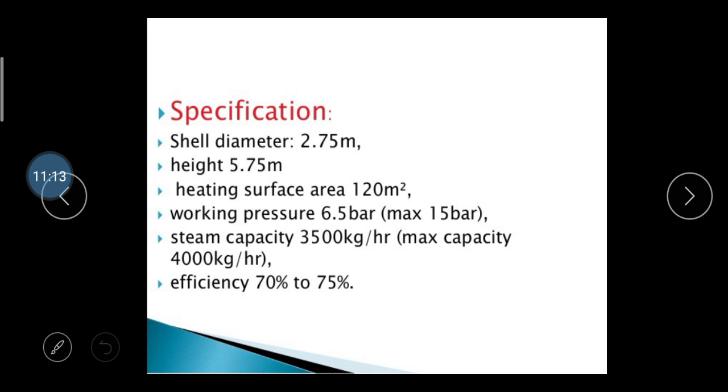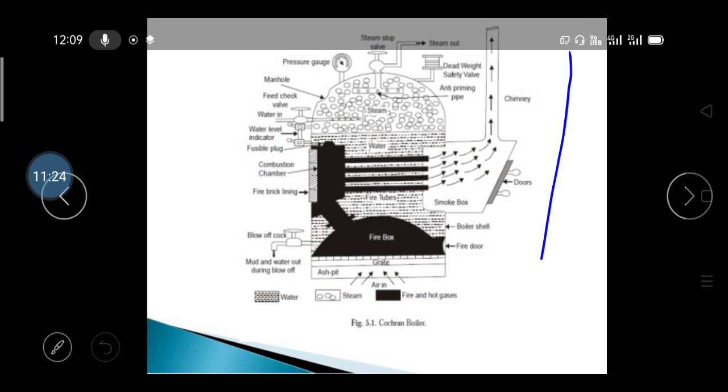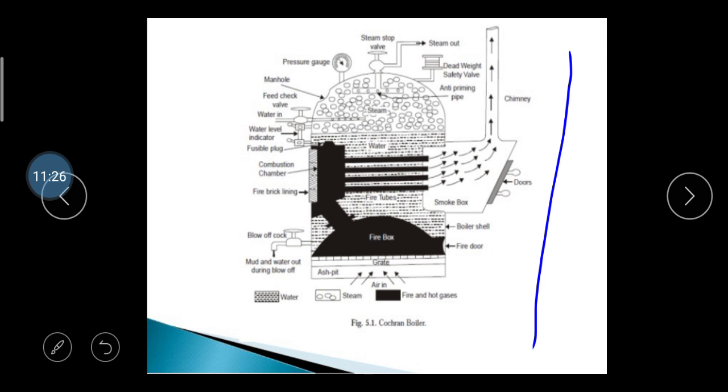Efficiency of this boiler is 70% to 75%. Here is the specification of this boiler. Then after, here is the diagram of the Cochrane boiler. Whenever in your examination you have to consider any technical object, at that time you have to describe it and you have to draw the diagram. Here is the diagram of the Cochrane boiler.